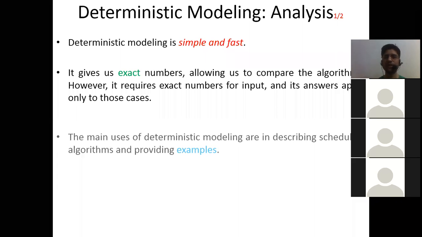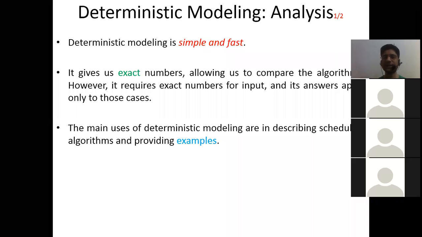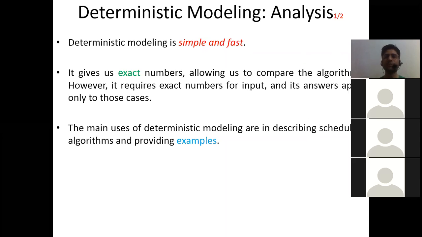The main use of deterministic modeling is in describing scheduling algorithms and providing examples. With this, we have a simple example. If in future a similar setting comes, then with the help of this example, we can find out which will be the answer. It means which algorithm will work better in this environment.